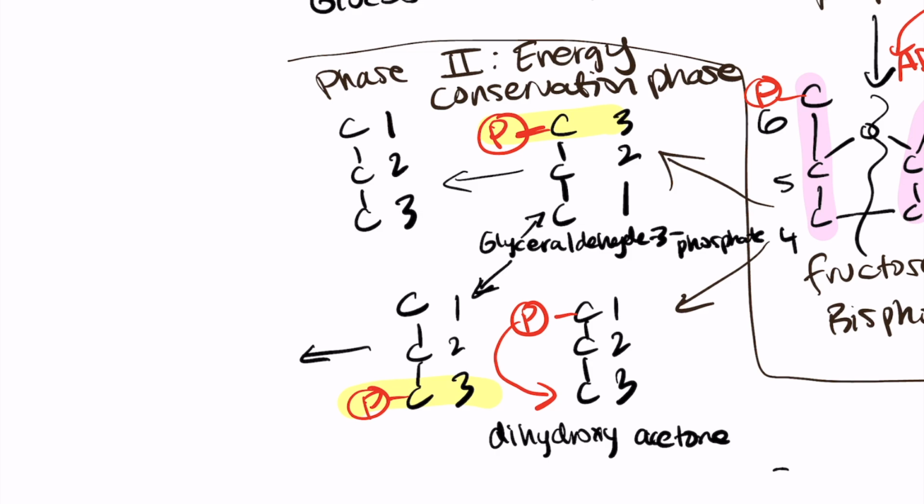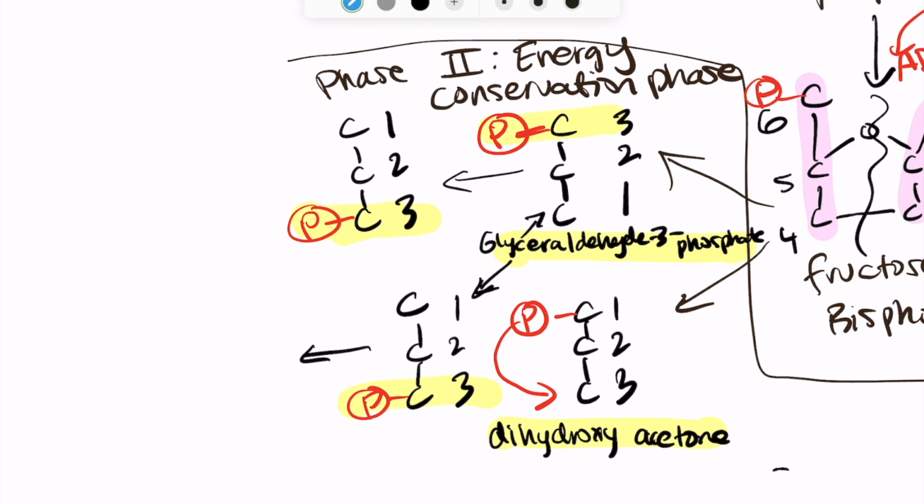1, 2, 3 is basically the same molecule. So I'm going to just redraw it like that. So as long as the phosphate's on the correct carbon, that's all that matters, right? So in this case, if it's glyceraldehyde 3-phosphate, that means it has a phosphate on carbon number 3. Okay, so after this, then we're actually going to integrate.